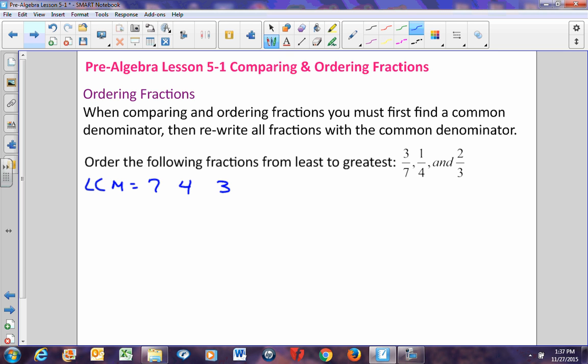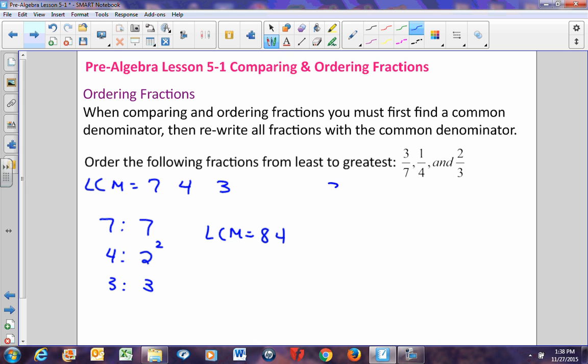Well, they're pretty easy to find prime factorization for. 7 is just 7, 4 is 2 squared, and 3 is just 3. So technically, I'm going to multiply them all together. Okay? 7 times 4 is 28, 28 times 3 is 84. So the least common multiple then is 84.